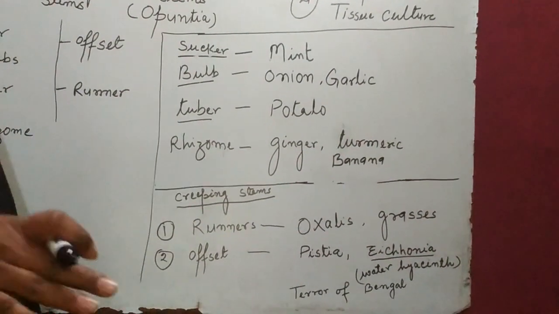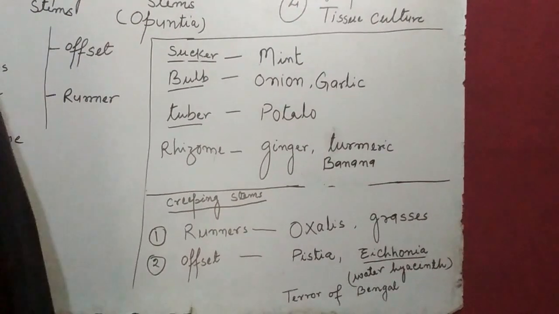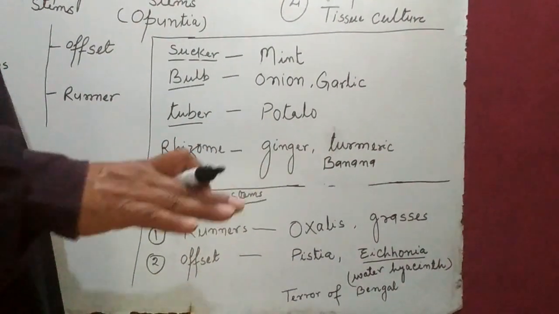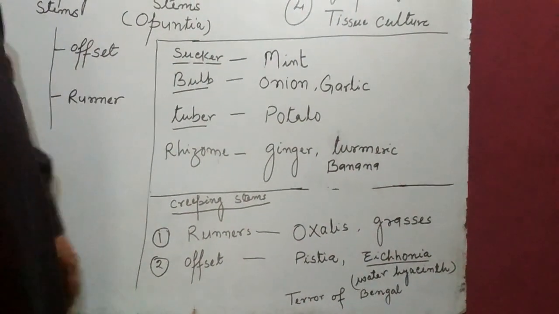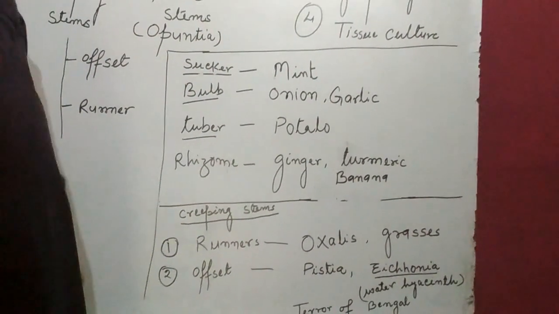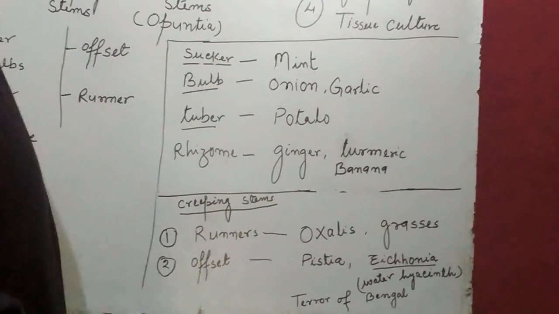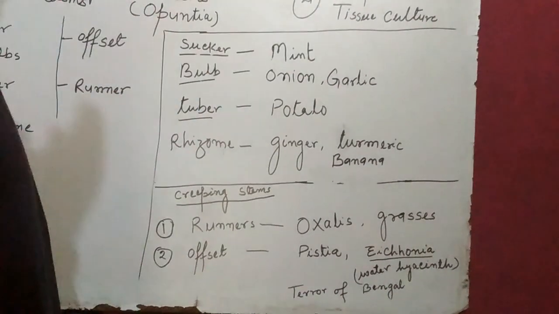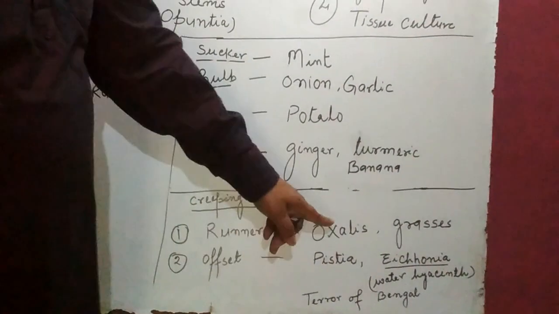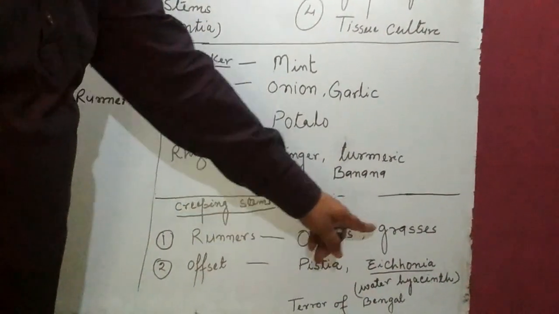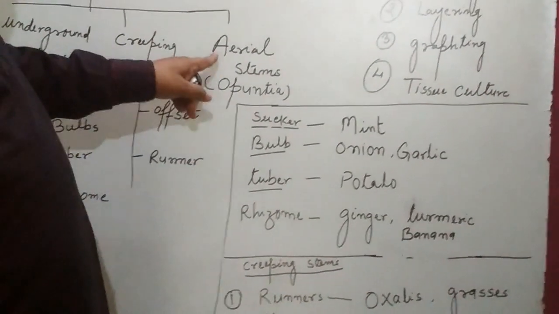Runners are basically those plants which create a runner on the surface of the soil, and at the nodal region the basal part creates the root and the aerial part creates the shoot. It is an example of oxalis and grasses.